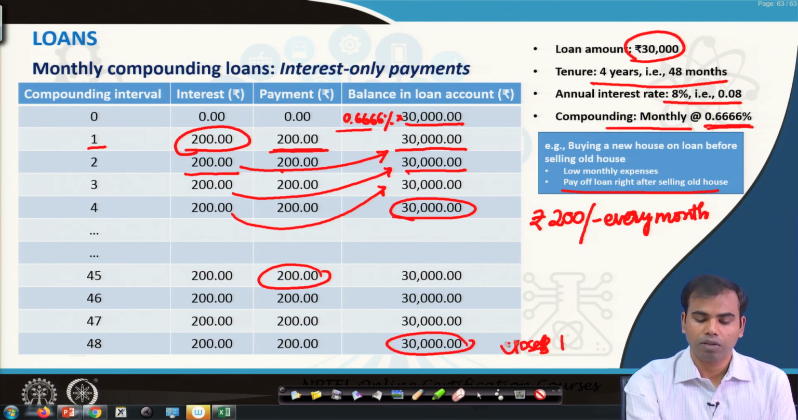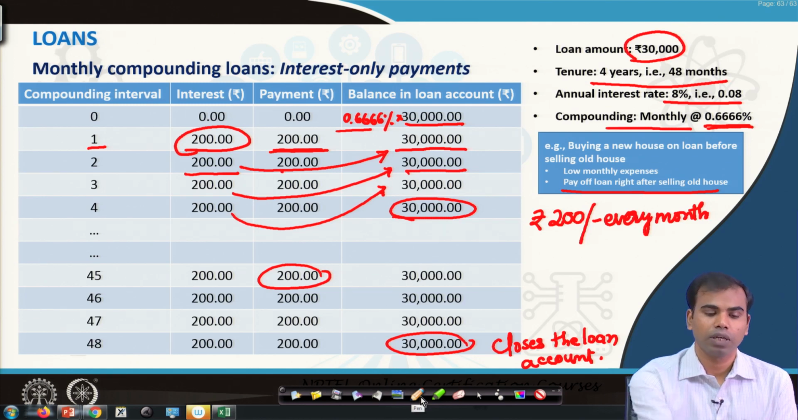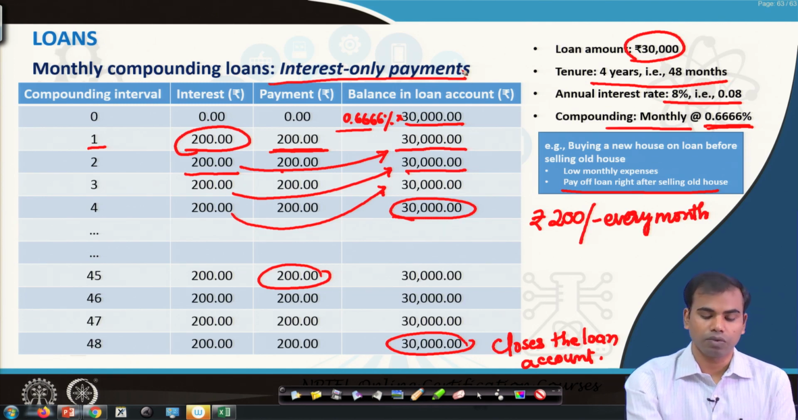Basically, when he sells off the old house, he will get a substantial amount of money. So, he closes the loan account by using that money. So, this is another example where we can understand how a loan can be paid off periodically, just in case of an interest only payment scenario.